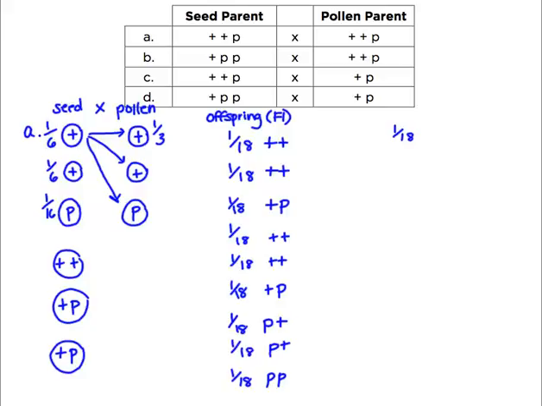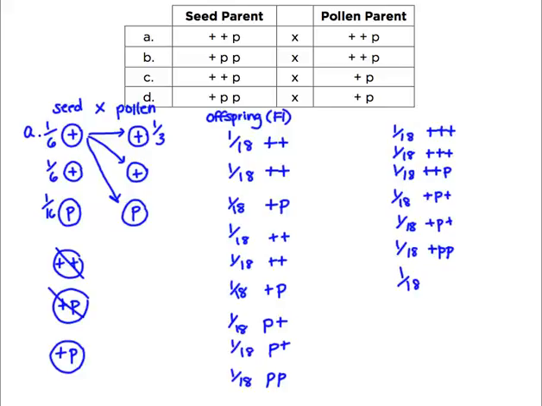So you have plus. Okay, 1/18th, so that took care of that gamete. Now you have plus P plus, 1/18 plus P plus, 1/18 plus P, and that took care of that gamete. Then you have 1/18 plus P plus, 1/18 plus P plus, and finally 1/18 plus P. Okay, so these are the genotypes.